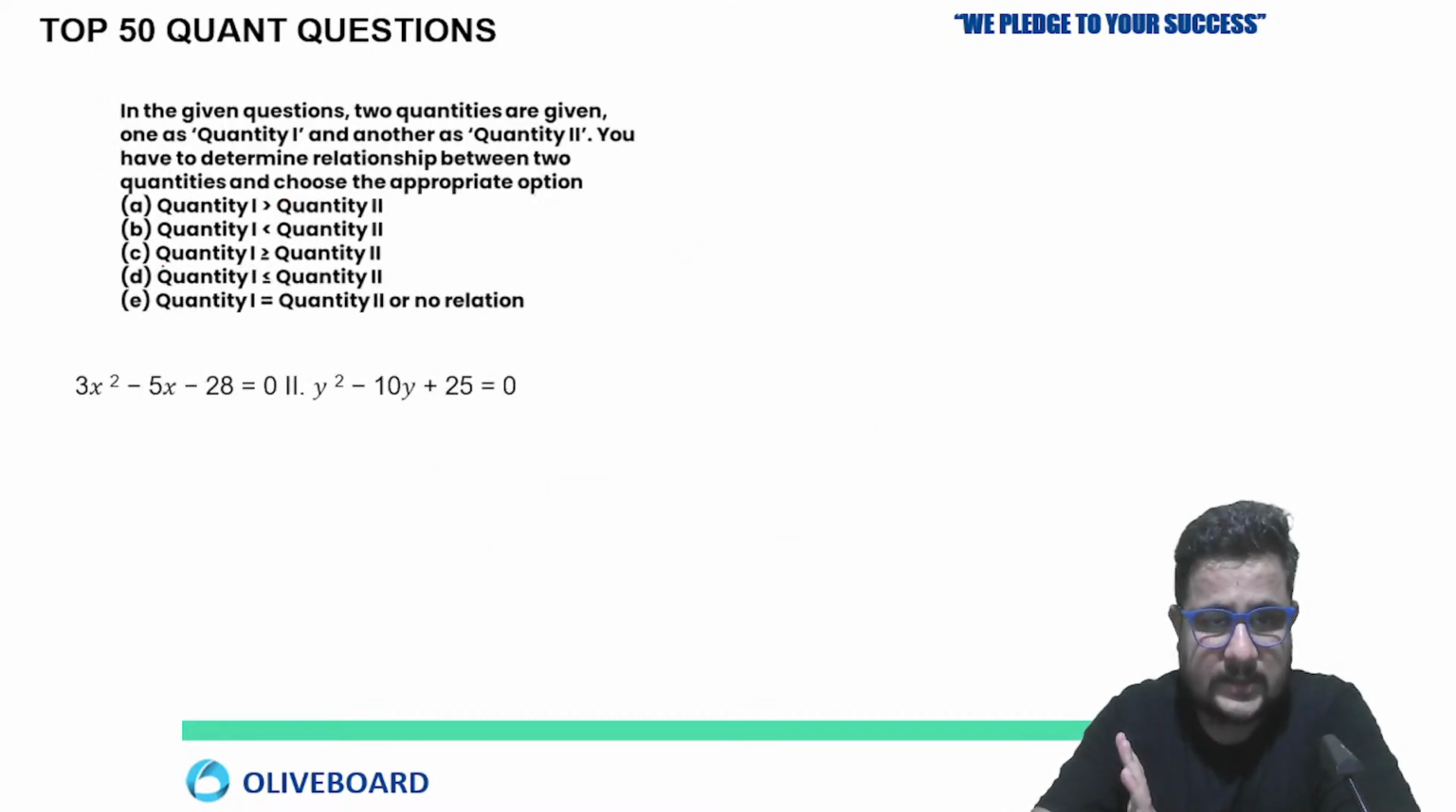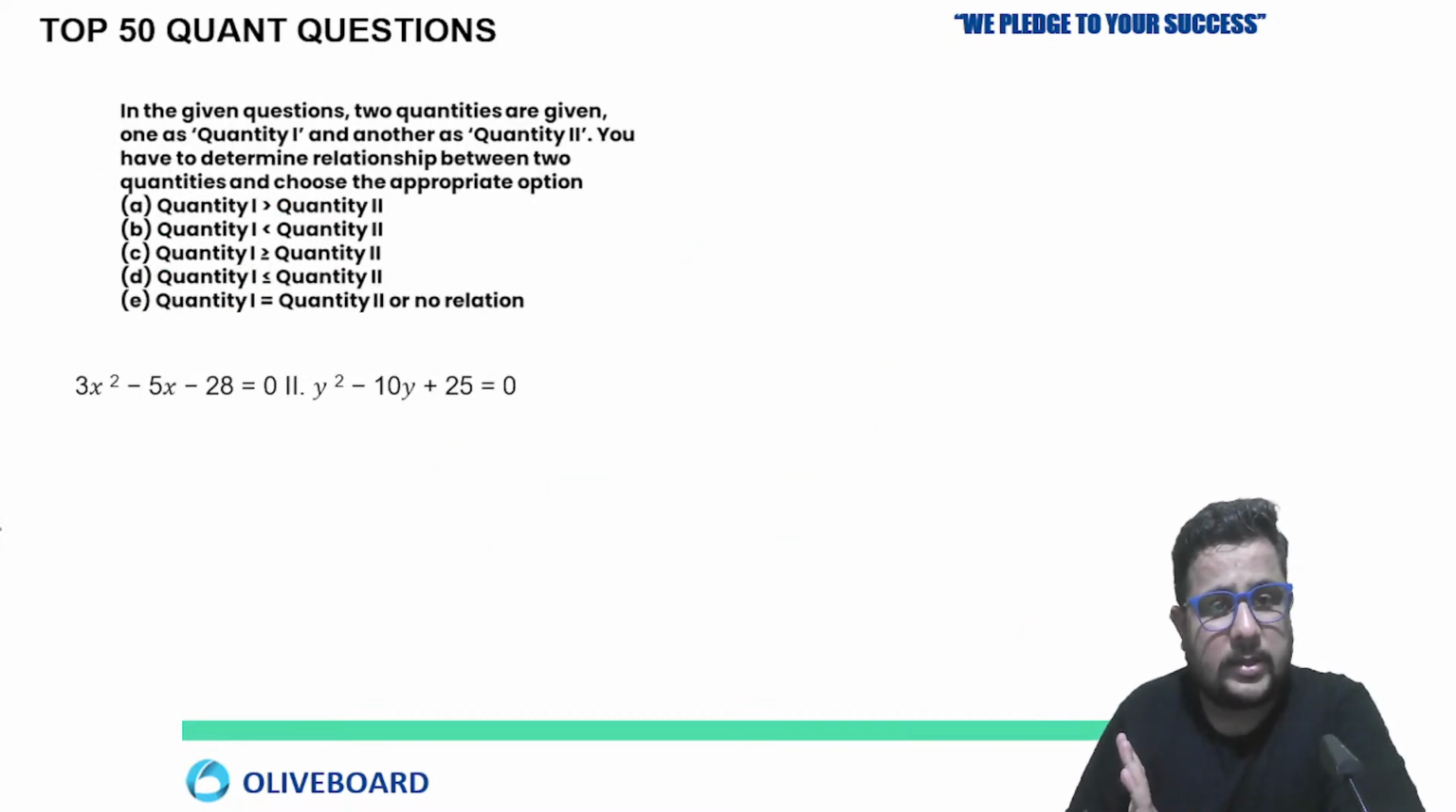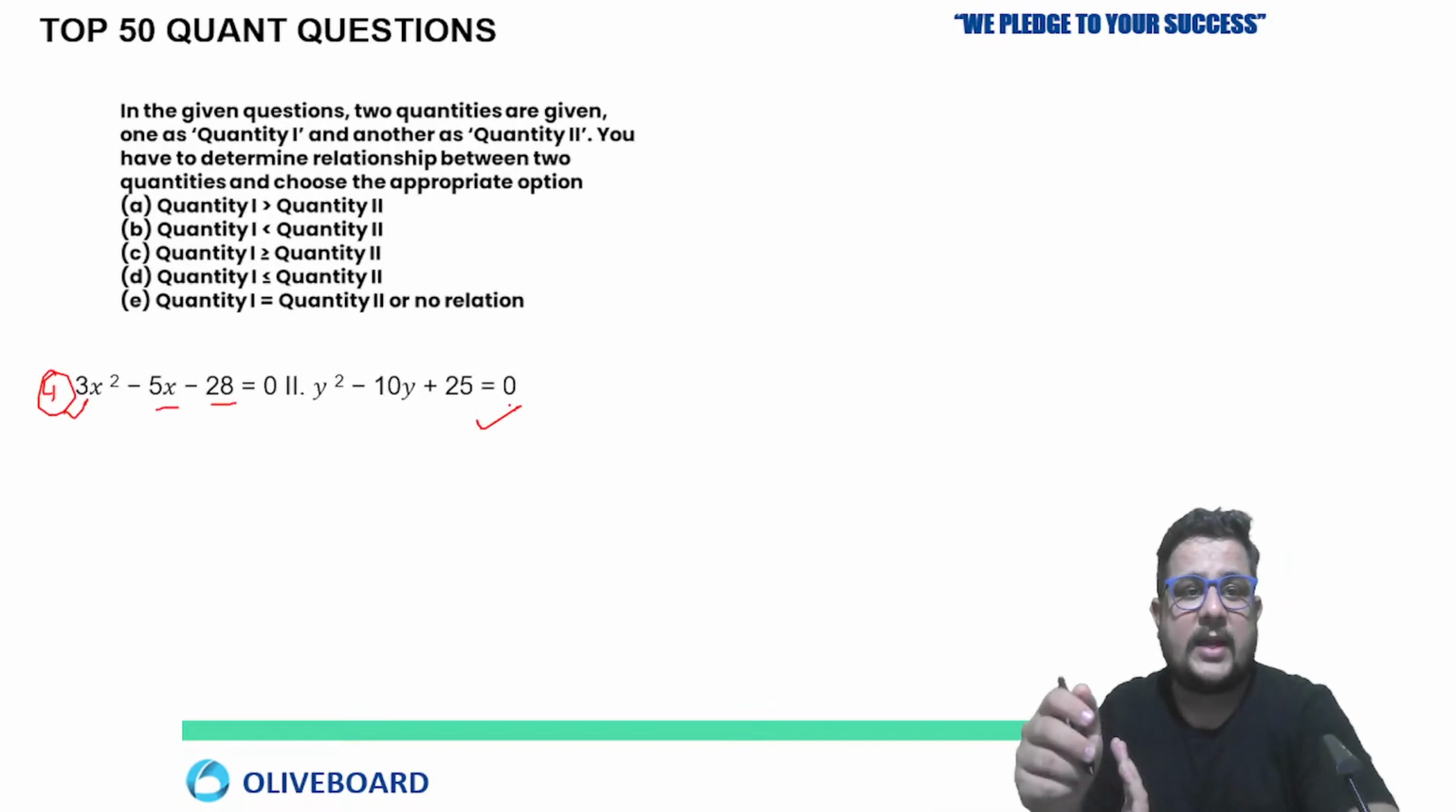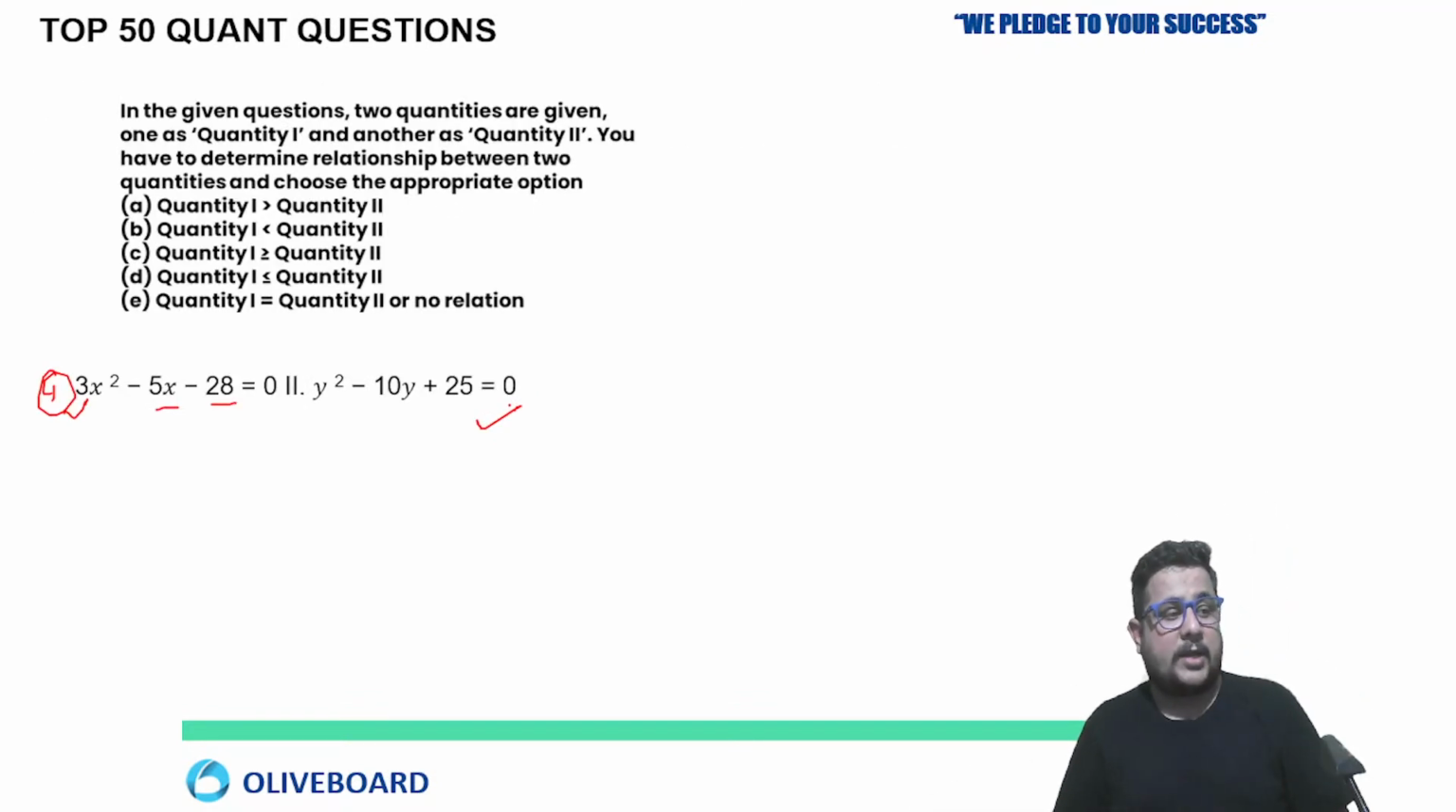What about others? Varun. Now the next one is here. 3x square minus 5x minus 28 equals 0. This is the first quantity. Second one, y square minus 10y plus 25 equals 0. Tell me the answer fast, then we are going to move on to our arithmetic part.